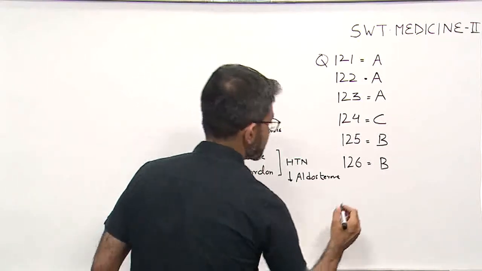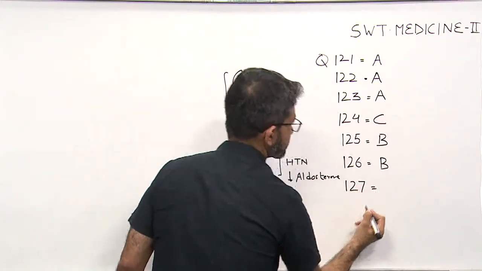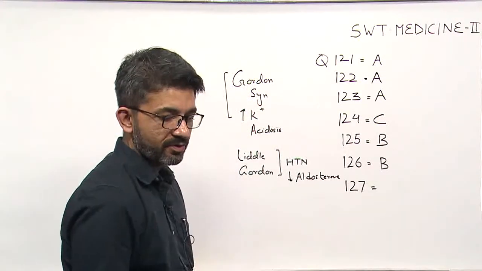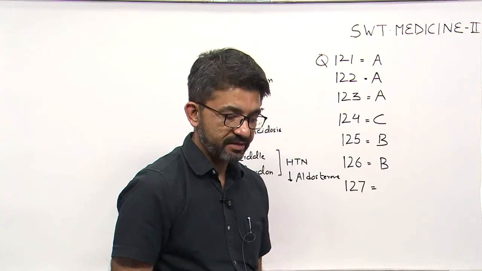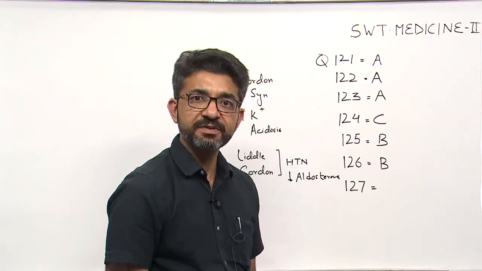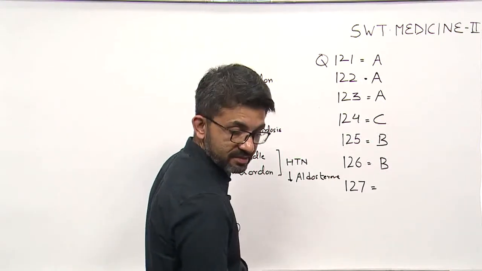Question number 127. This question we covered in SWT part 1, all right, autosomal dominant polycystic kidney disease, and the lungs are spared in this type of disease. It is hepatic cyst which is the most common. So, answer is A.